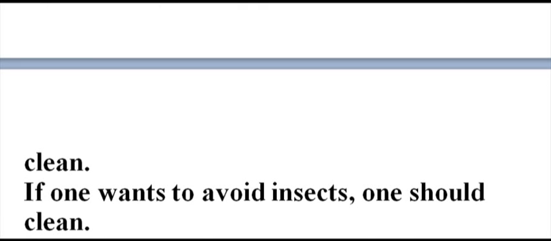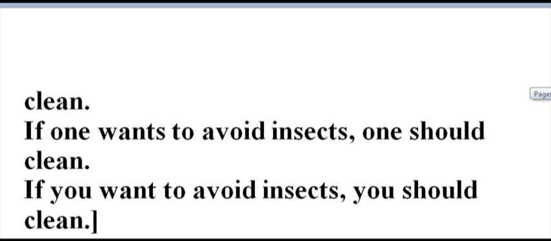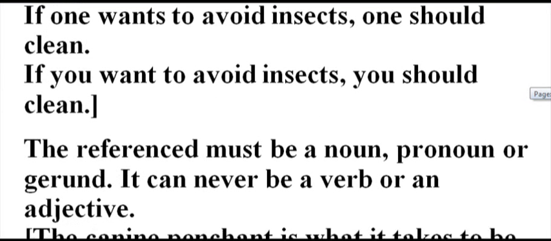If one wants to avoid insects, one should clean. Now, does that make sense? Of course it makes sense. Because we have one and one. We don't have one and you or you and one. We have one and one. If we're going to say one, we're going to need to say it again. If you want to avoid insects, you should clean. That makes sense. You is corresponding with you.